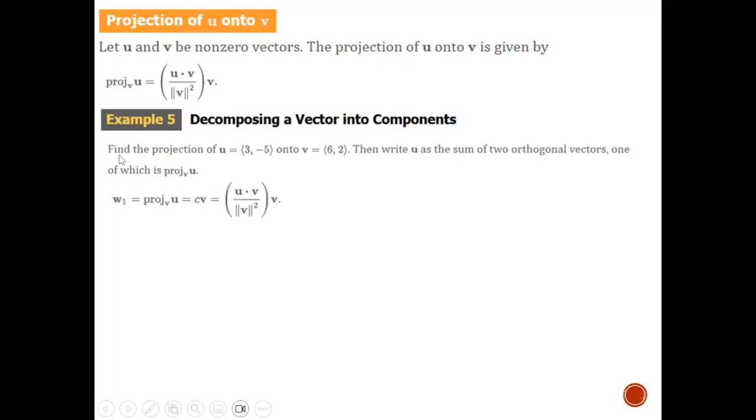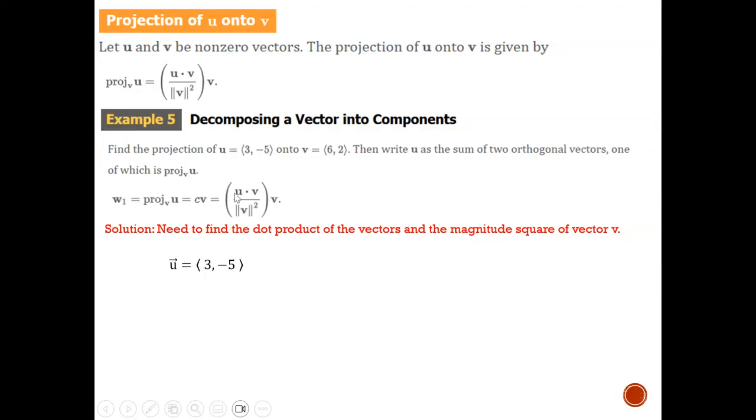Example 5. It says find the projection of u, whose components are 3, -5, onto v, whose components are 6, 2. Then write u as a sum of two orthogonal vectors, one of which is the projection of u onto v, which is vector w1. Okay. So what do we need here, guys? Here, we need the dot product, the magnitude squared of v, and then times vector v. Okay, so let's cut it into 1, 2, and 3 steps.